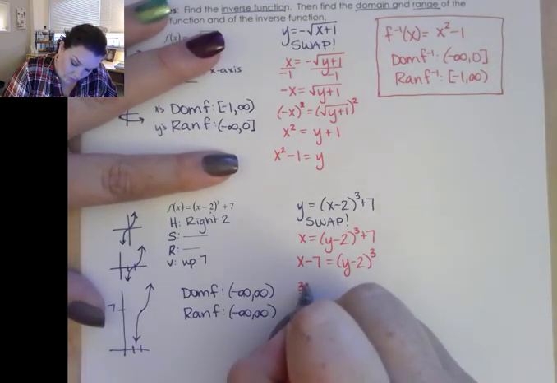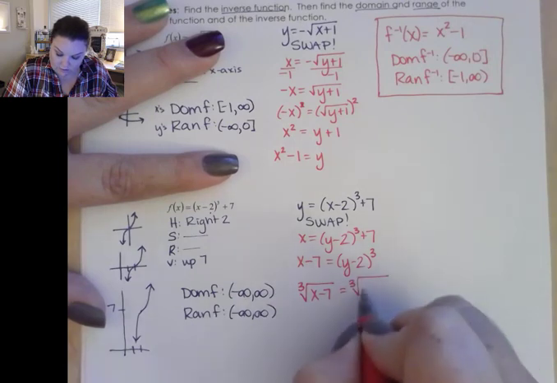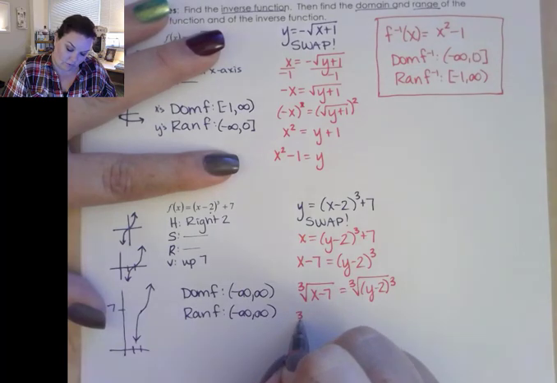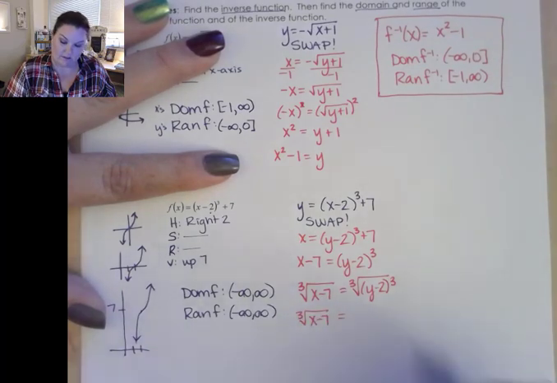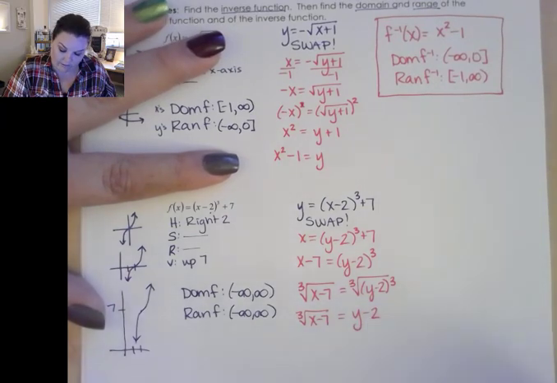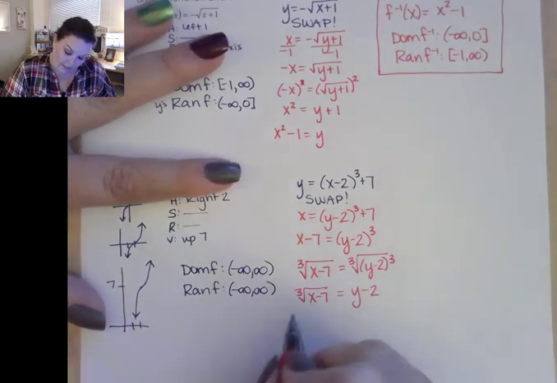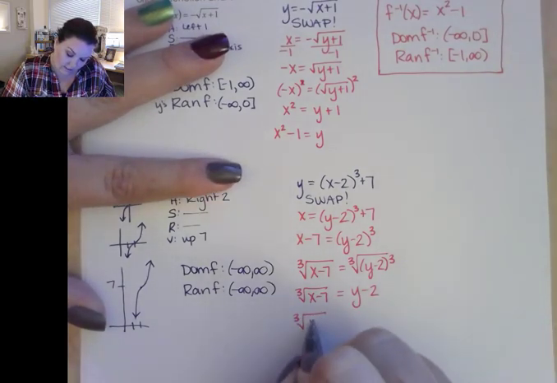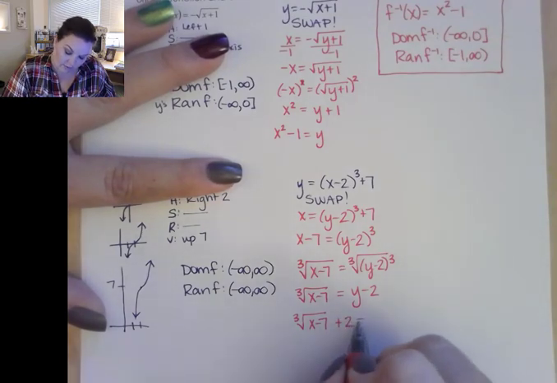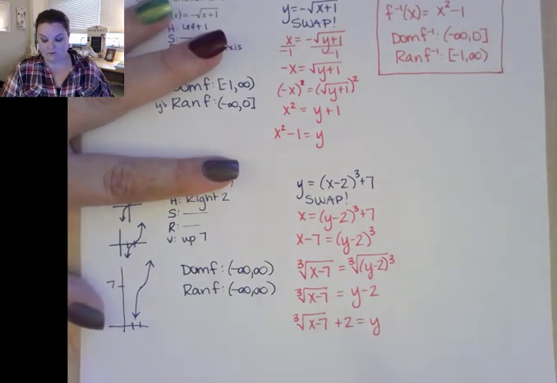So I take the cube root of x minus 7, and I take the cube root of y minus 2 cubed. So I just have the cube root of x minus 7 on the left, and on the right, my cube and my cube root cancel, and I have y minus 2. And then the last thing I need to do to get y by itself is move that 2 to the other side. So I have the cube root of x minus 7 plus 2, right? Changes signs when I move the 2 from one side to the other, is equal to y.